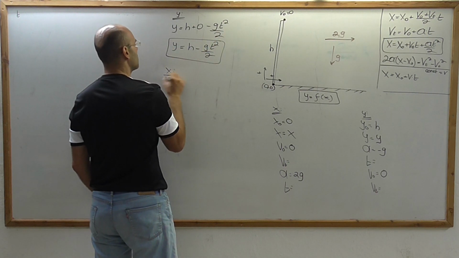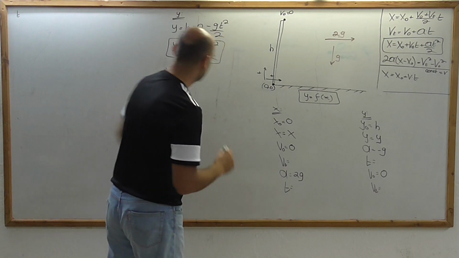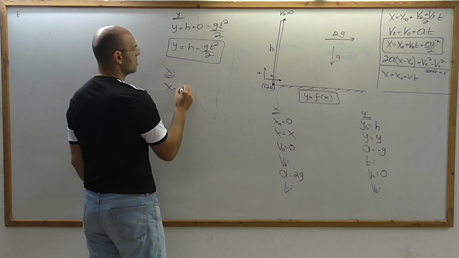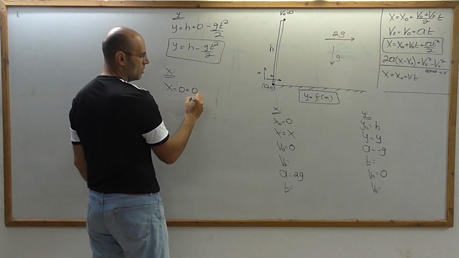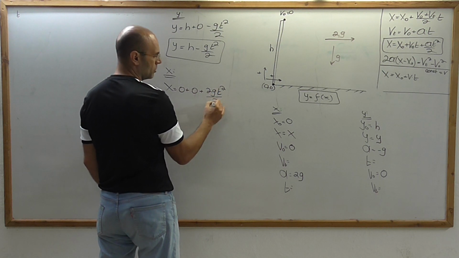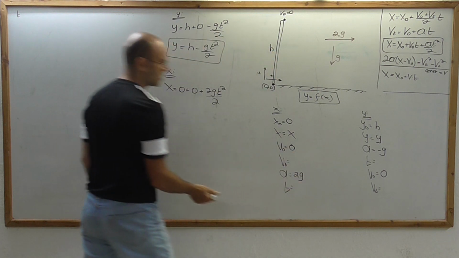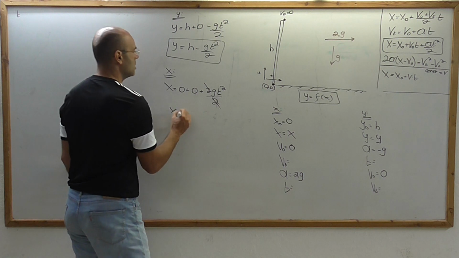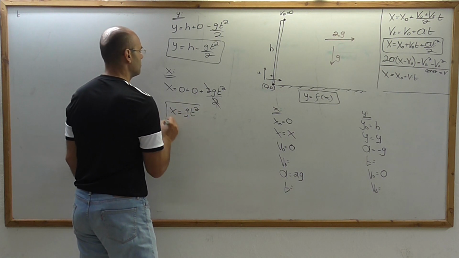Let's write about the x. Again the same equation. X equals x0, which is 0, plus v0, which is 0, plus a, which is 2g, t squared over 2, because the 2 and the 2 are the same. 2 and 2 go. So x equals g t squared.